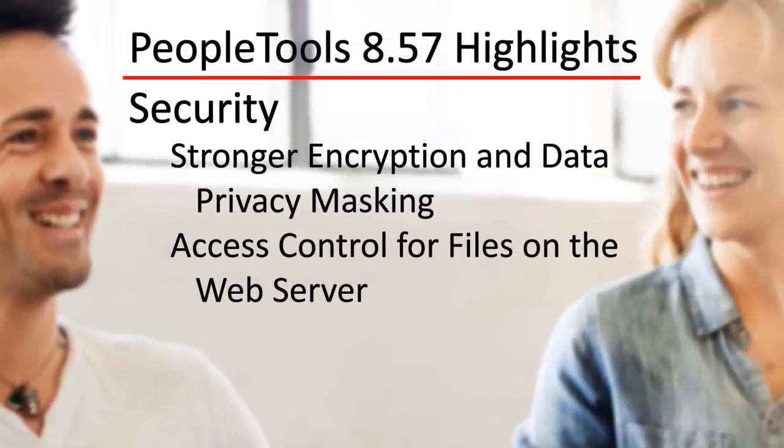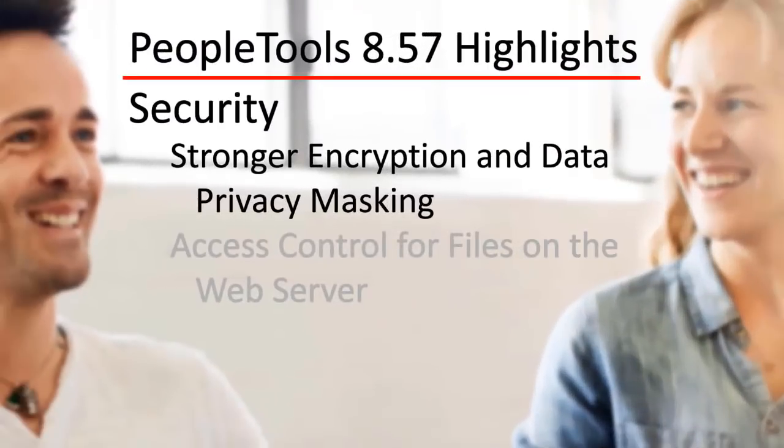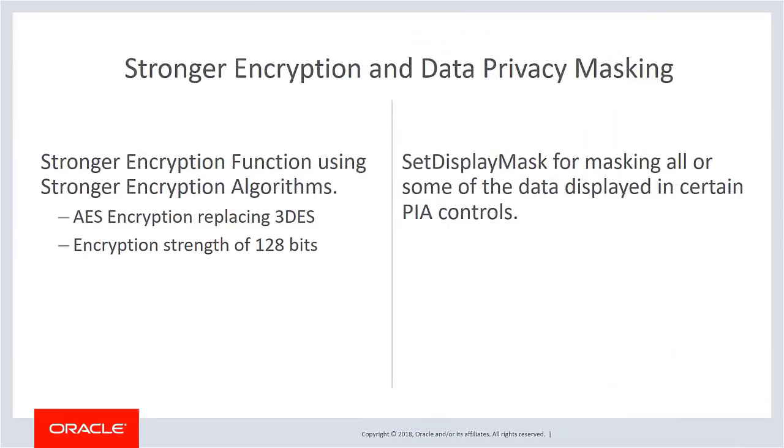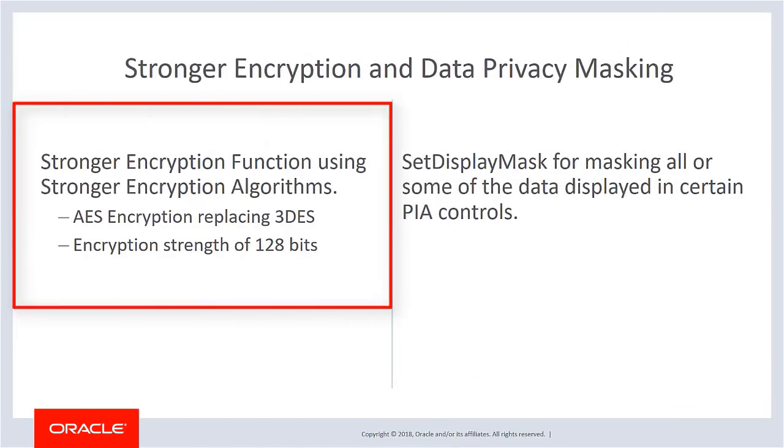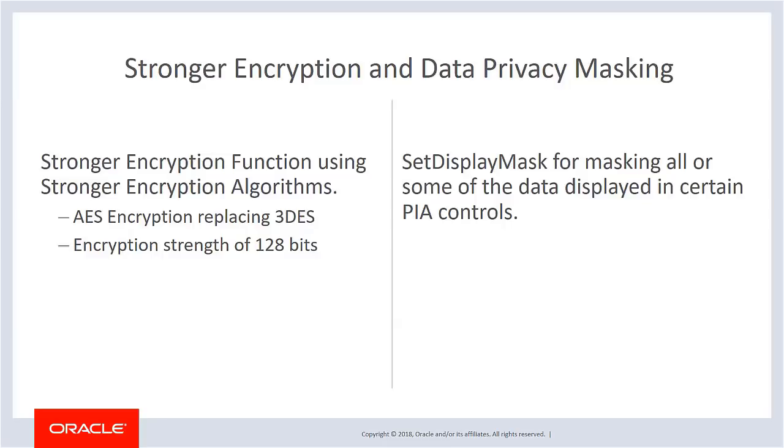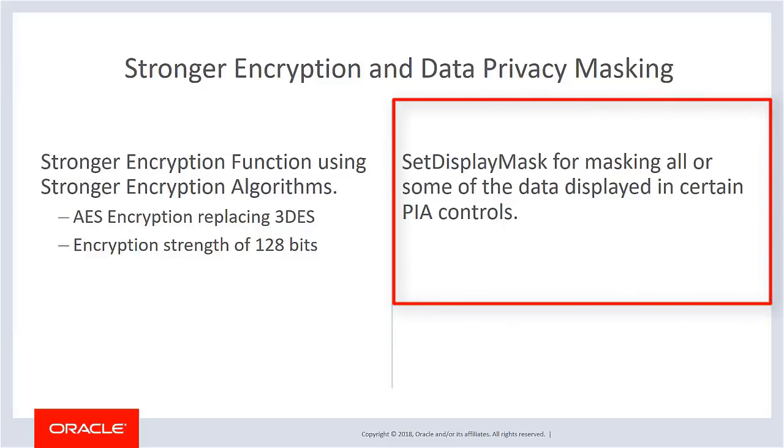PeopleTools 8.57 Security includes enhancements to stronger encryption, data privacy masking, and access control for files on the web server. PeopleSoft now uses AES encryption technology instead of triple DES encryption. AES is a robust industry standard encryption technology for securely encrypting data. The PeopleSoft Data Privacy Masking feature allows you to mask a defined number of characters using PeopleCode API.